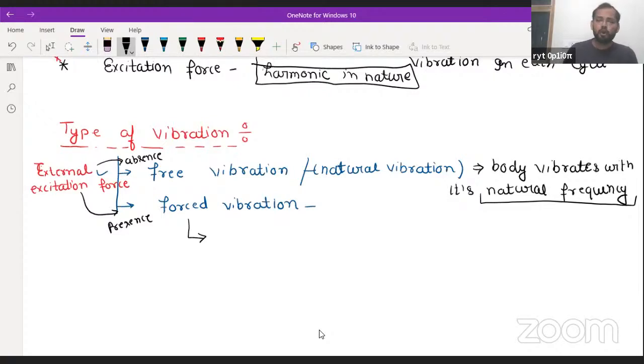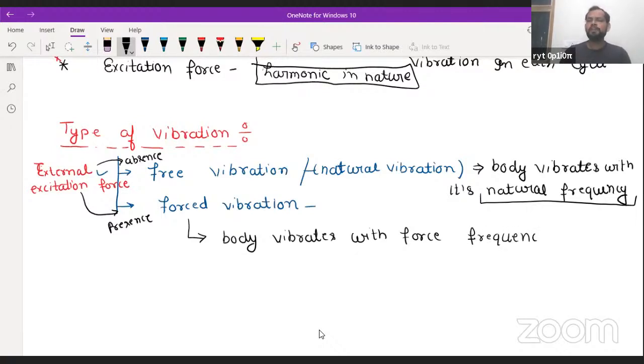Is it clear to you, or is there any doubt? So during this forced vibration, body vibrates with the force frequency, not forced. Whatever will be the frequency of force, that will be the frequency of vibration. So body vibrates with force frequency.